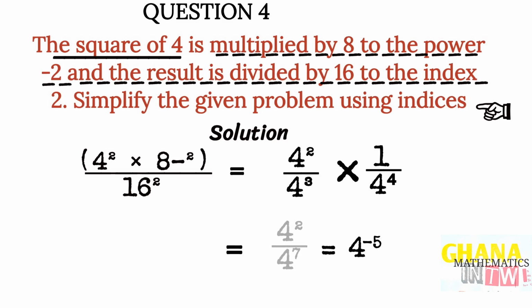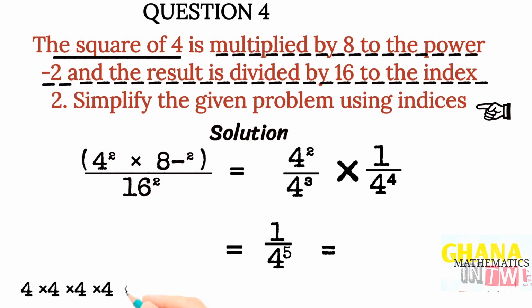4 raised to the power 5 can also be written as 4 times 4 times 4 times 4 times 4, meaning 4 multiplying itself 5 times. And 4 multiplying itself 5 times, or 4 raised to the power 5, is 1024. So 1 over 4 raised to the power 5 is the same as 1 over 1024.